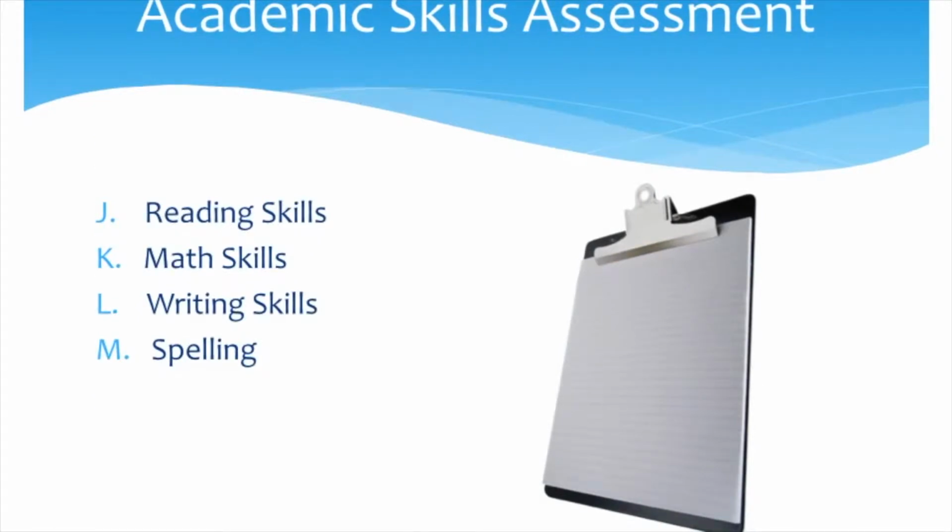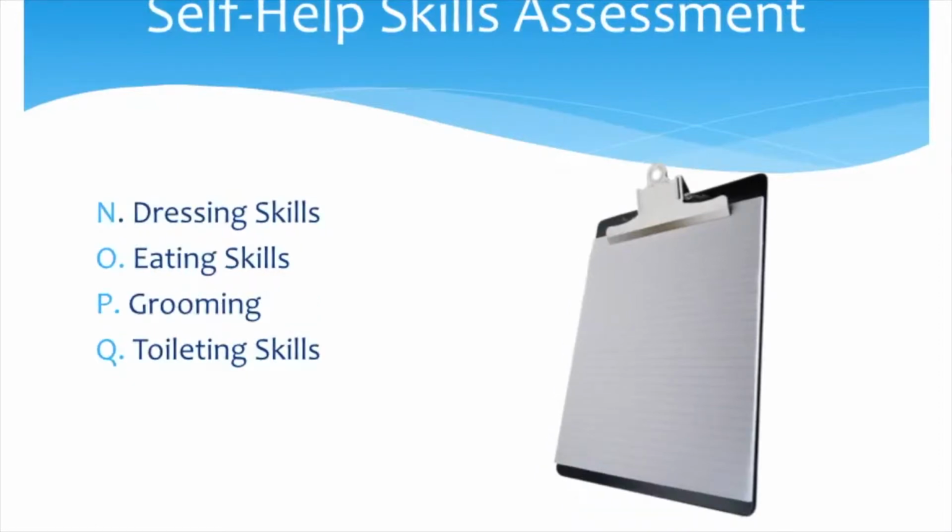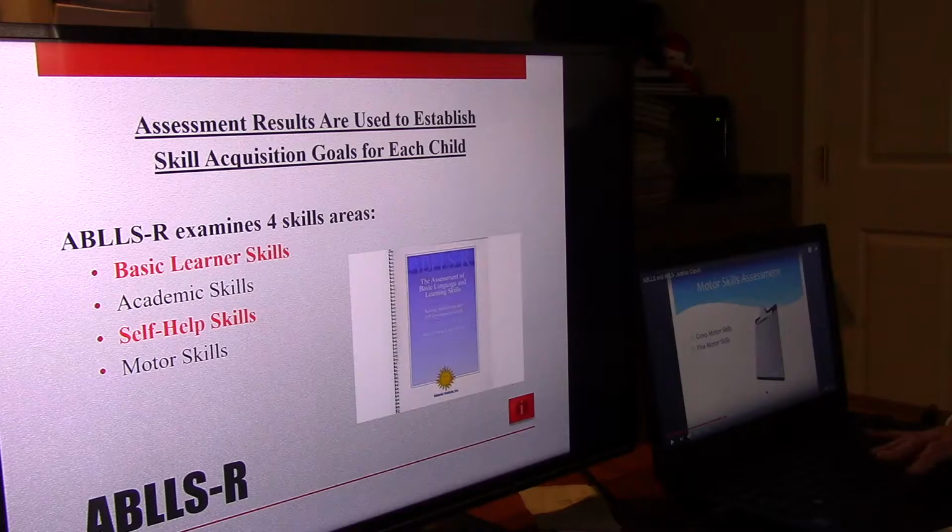The academic skills section assesses the categories of reading skills, math skills, writing skills, and spelling. The self-help skills section assesses categories of dressing skills, eating skills, grooming, and toileting skills.